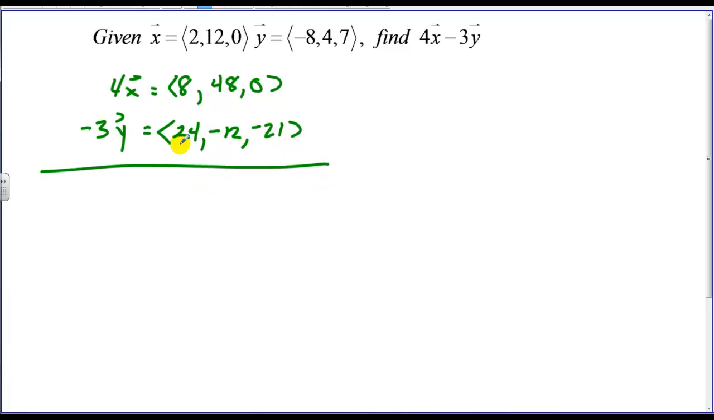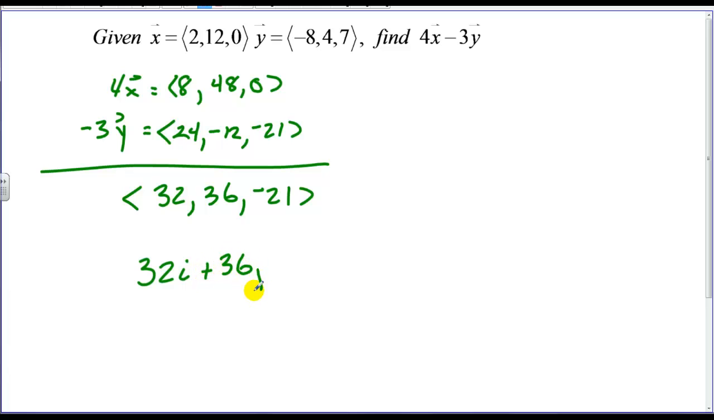When I add those, I get 32, I get 36, and negative 21, which would represent the sum. If I wanted to put that in unit vector form, I get 32i plus 36j minus 21k, and that would represent the sum.